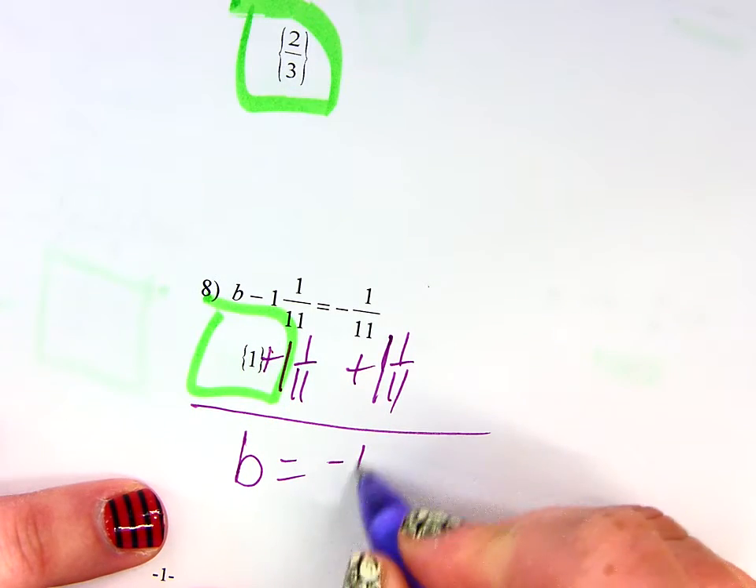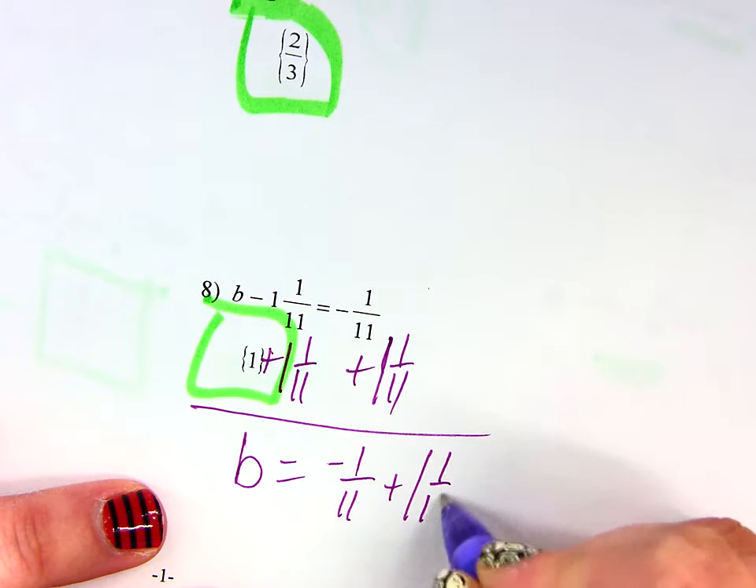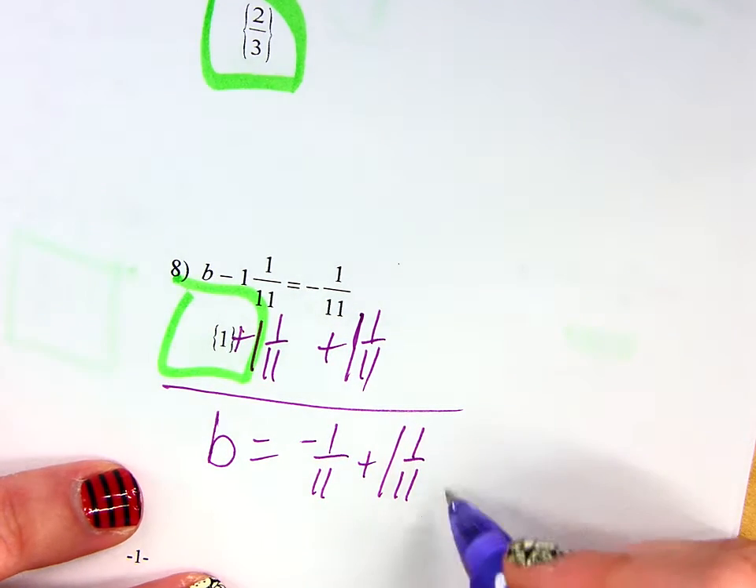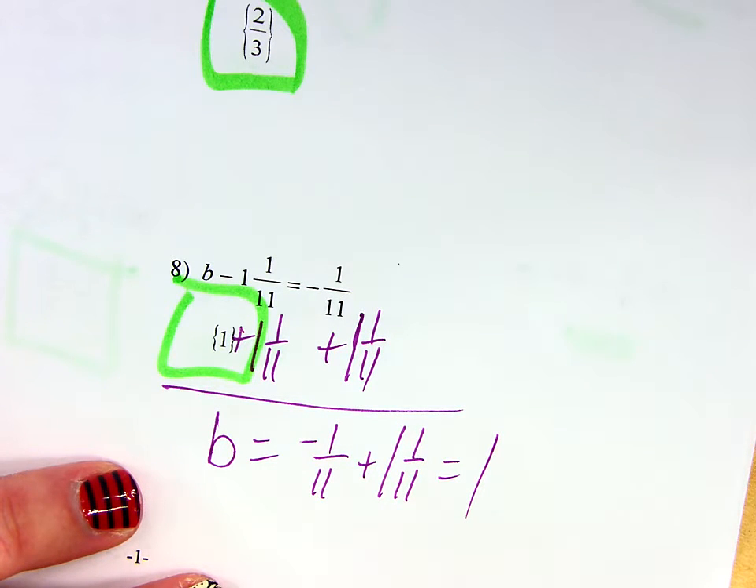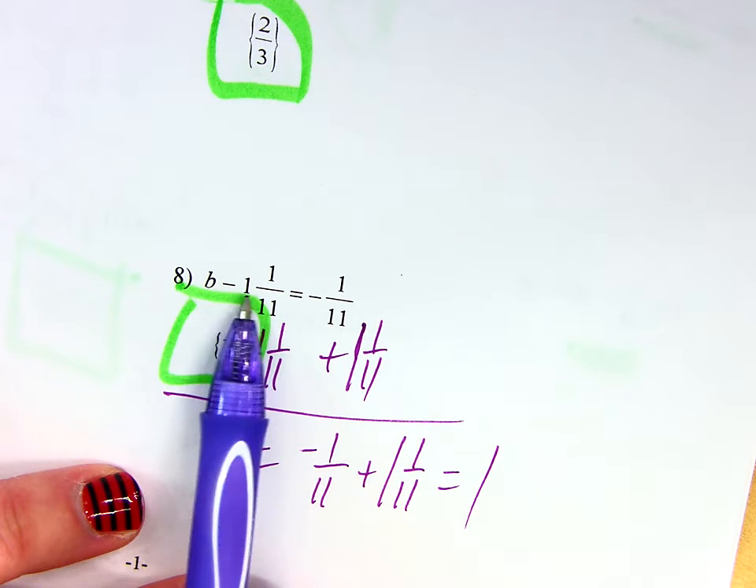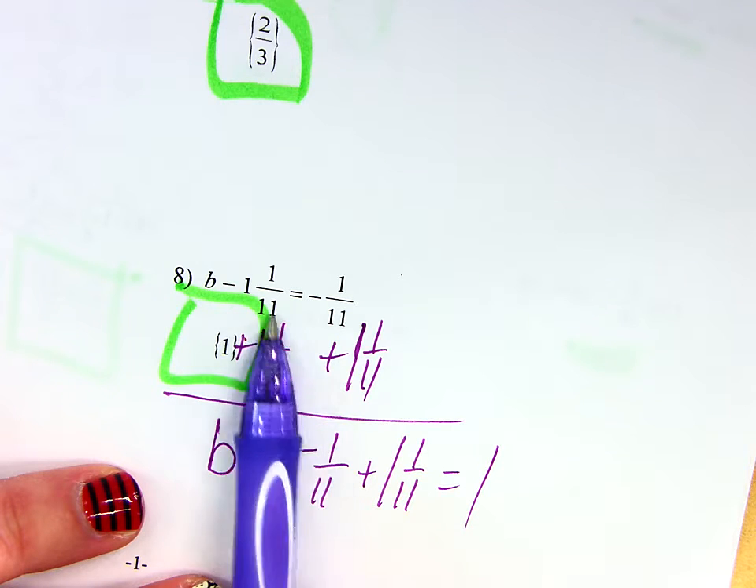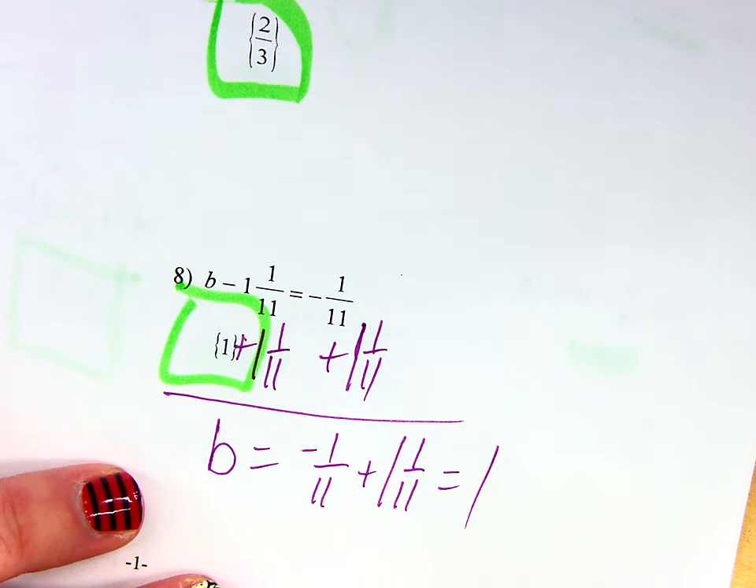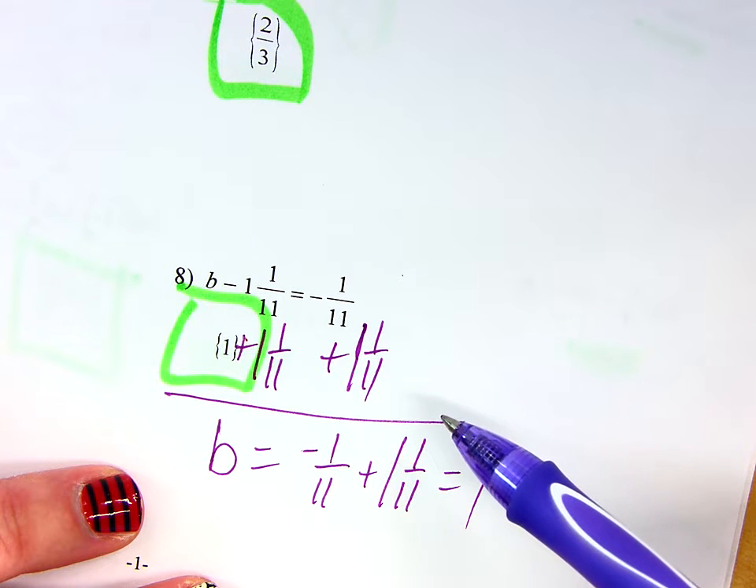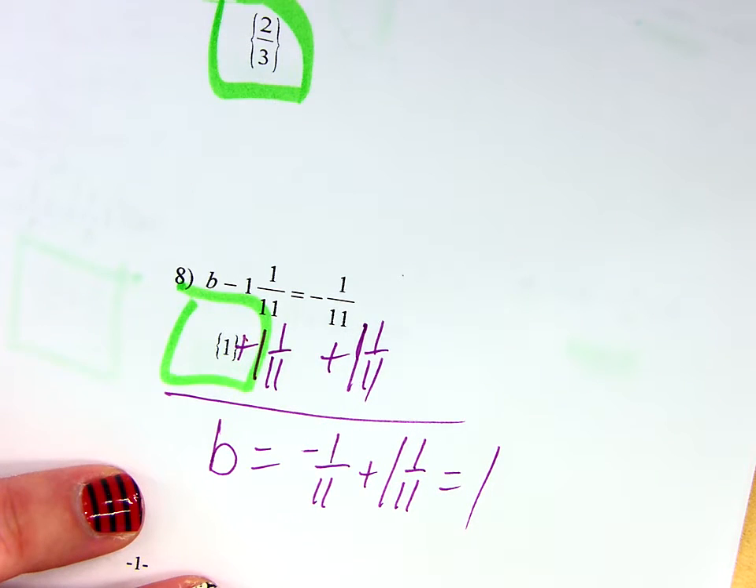I have negative 1/11th plus 1 and 1/11th. What happens when you take away 1/11th from 1 and 1/11th? What's left? 1. Just 1. Some people, at least one person I know, didn't see the 1 there, and they thought it was 0, I think, because they just added 1/11 to a negative 1/11. You've got to be careful. So you could also turn it to improper and then clear the fractions. Any way you do it, you should end up at +1.